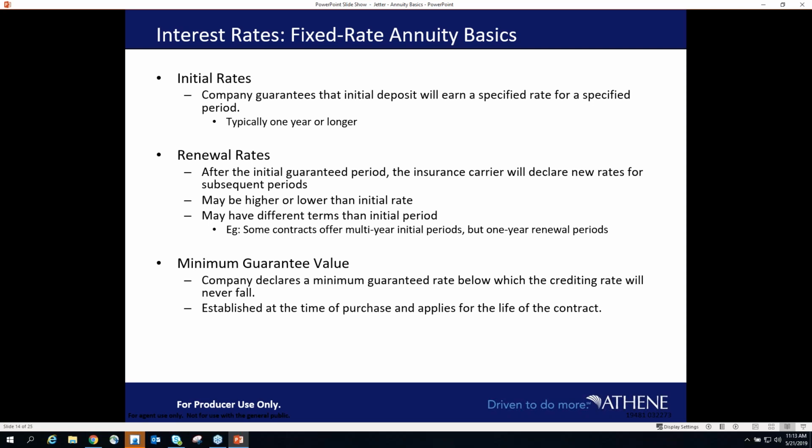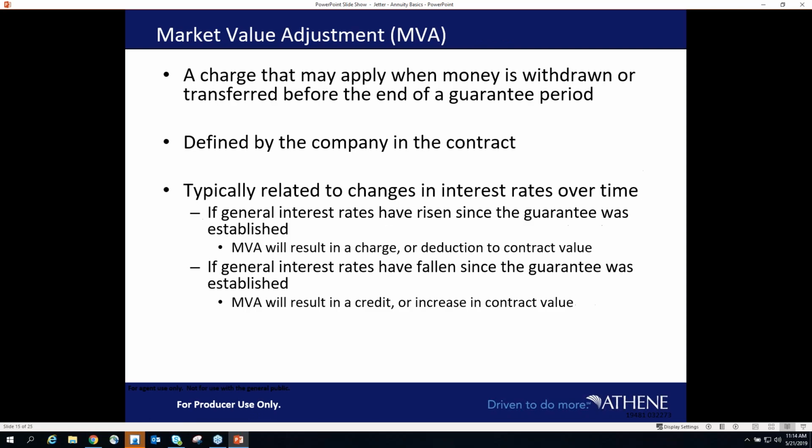Minimum guaranteed value. The company declares a minimum guaranteed rate below which the crediting rate will never fall, established at the time of purchase and applies for the life of the contract.